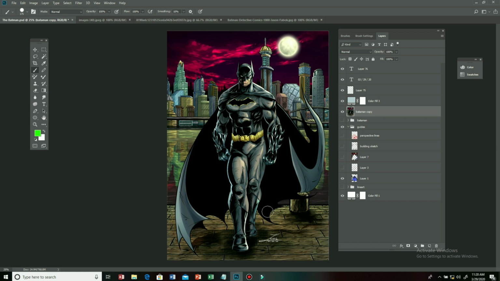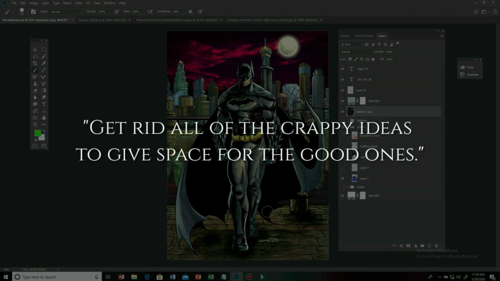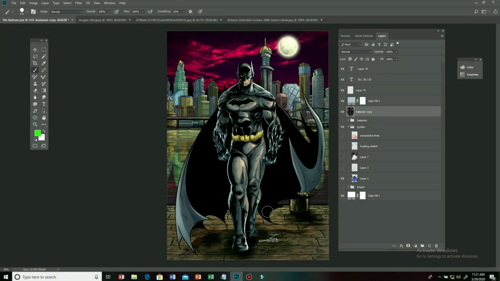So entertain different ideas. Get out of the box. Get rid of the junk ideas, so that you can entertain those wonderful and amazing ideas in your mind. Get rid of the dirty things so that you can work on the gold ones.